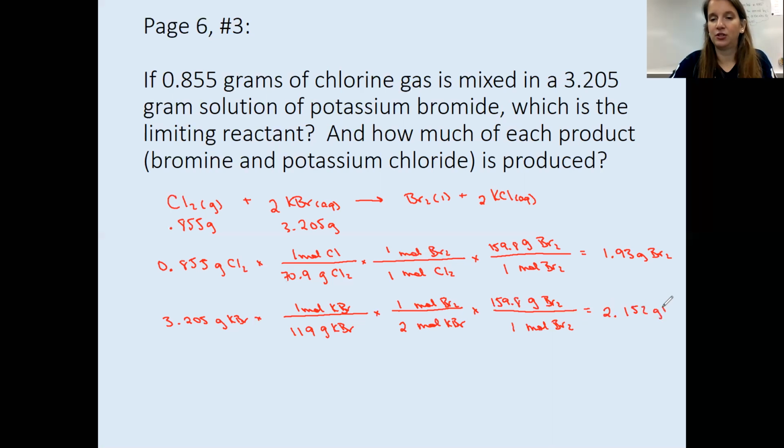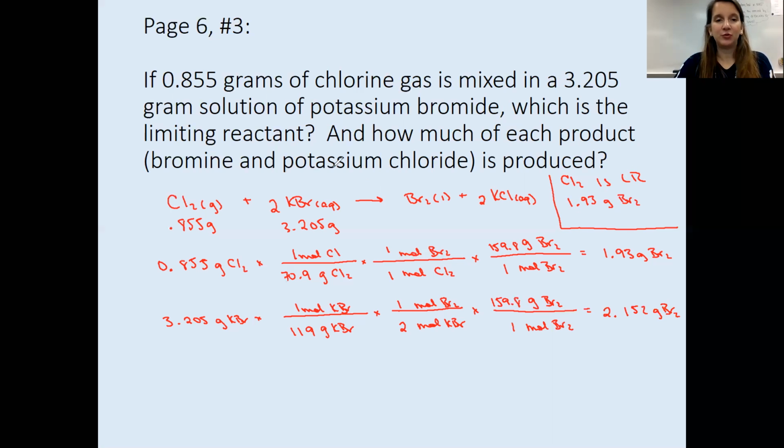2.152 grams of Br2. Now at this point, I'm going to compare the amounts that are produced by each of those products so that I can determine which one is my limiting. So whichever one produces the least is my limiting reactant, so that means the Cl2 is my limiting reactant because it makes less than the KBr. That means that I'm going to be able to make 1.93 grams of Br2.